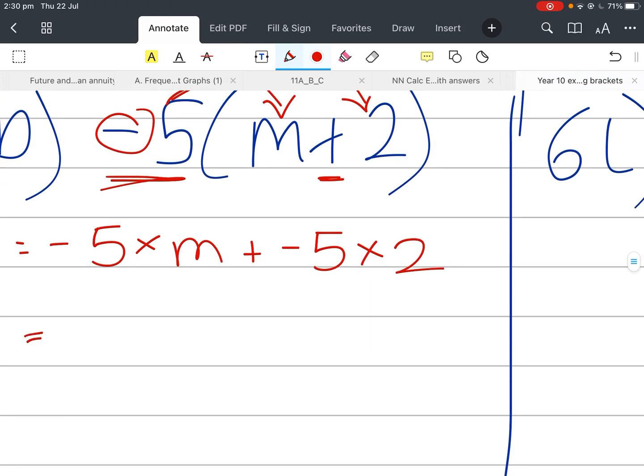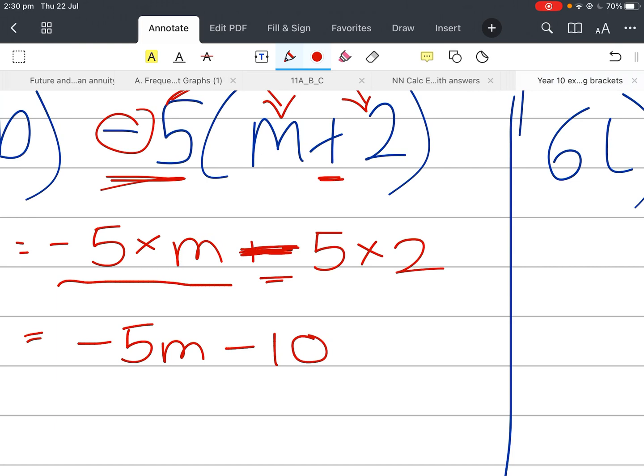So let's expand those. So -5 times m. Basically all you do there is squish them together. That means -5m. Now you've got a plus and a minus here together. What you have to remember is a plus and a minus together just means a minus. Okay? So plus and a minus together means a minus. So now you're going to go -5 times 2. And that makes -10. Okay? Watch out. Those negatives can be tricky.